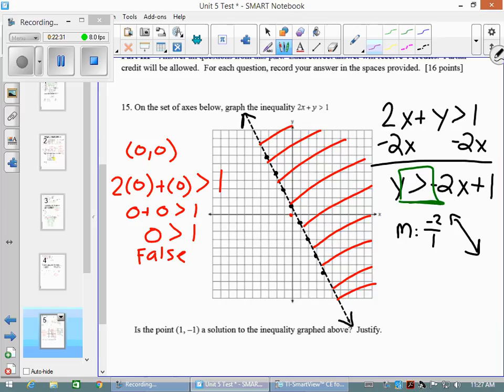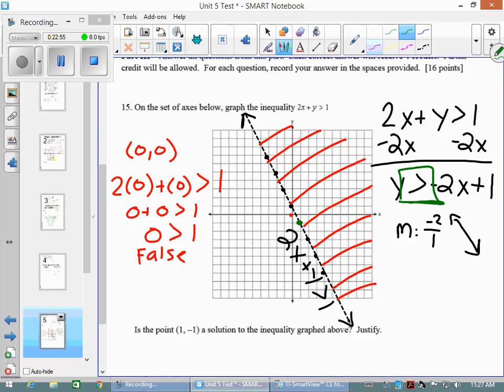Now, they did X as a follow-up point. They want to know, is the point 1, negative 1 a solution? So if we go, the point 1, negative 1, over 1, goes down 1, is right there. And that actually falls right on our line. Well, since this is a dashed line, that means that the points on the line are not included. So we're going to say no.